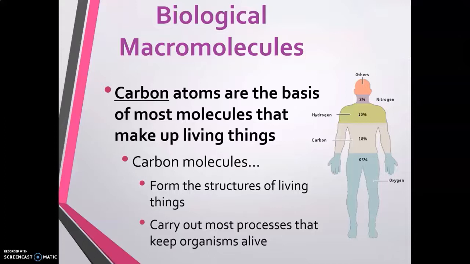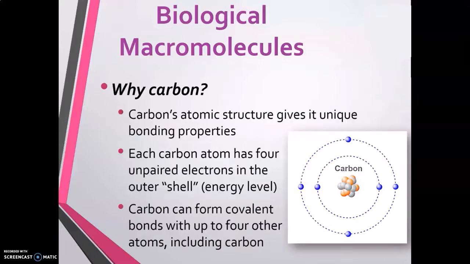It's not as large as the oxygen portion, and that's due to the water molecules. Remember that most of your body is made up of water, which is H2O, so that's why there's so much oxygen. But the carbon would be the second most abundant element in your body. And why is this? Well, carbon has a unique atomic structure. You can see it in the diagram here.